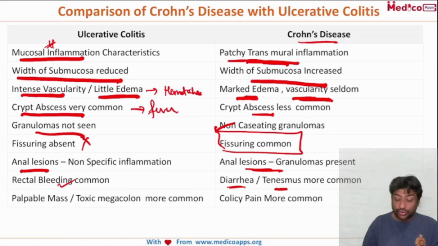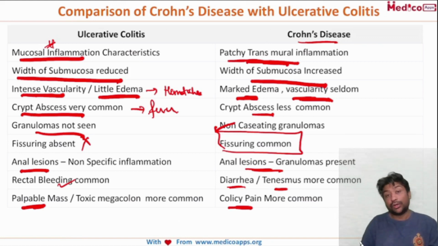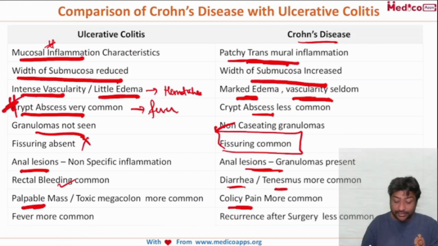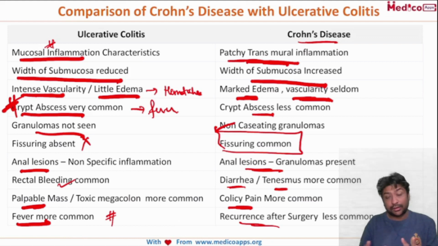Palpable mass because of toxic megacolon is more common here, but here primarily the patient will present with colic pain. And remember, as I've told you, crypt abscess is more common here. It will present more commonly with fever, and it generally recurs with surgery, but here recurrence is very less common after surgery. So these are important comparison points between Crohn's disease and ulcerative colitis.